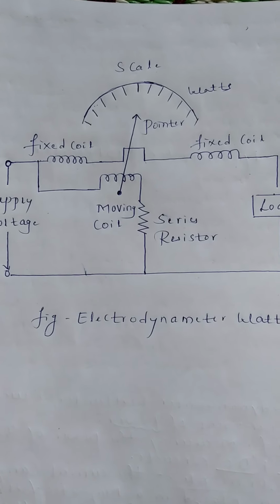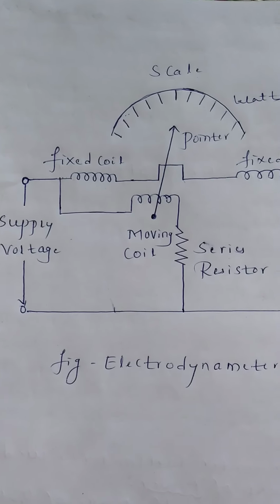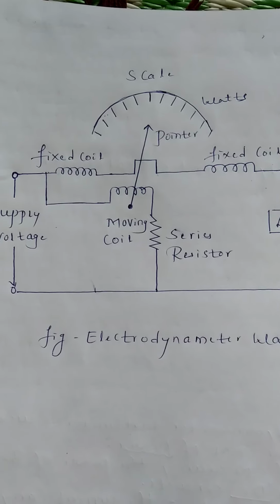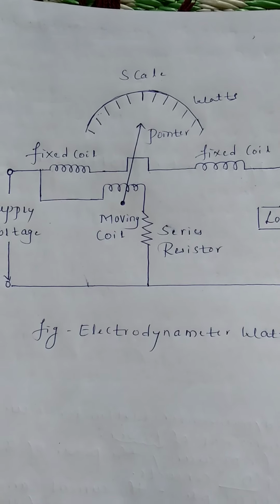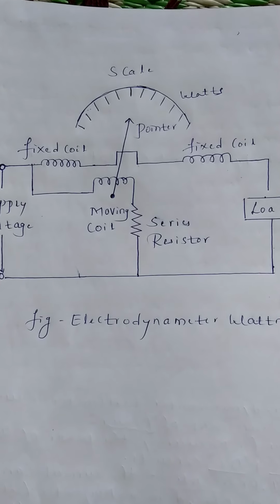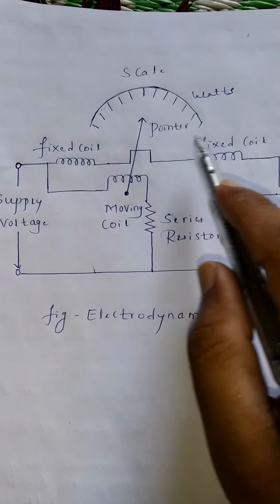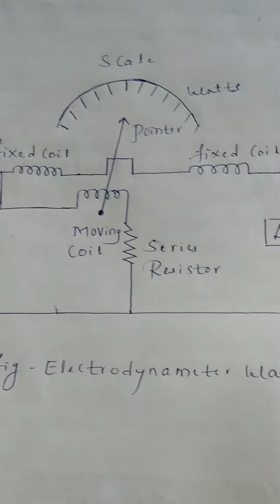Next we'll move on to the working principle of the electrodynamometer wattmeter. When a current carrying conductor is placed in a magnetic field, it produces mechanical force. Next we'll move on to the construction and working of the electrodynamometer wattmeter. This is the diagrammatic representation of the electrodynamometer wattmeter.